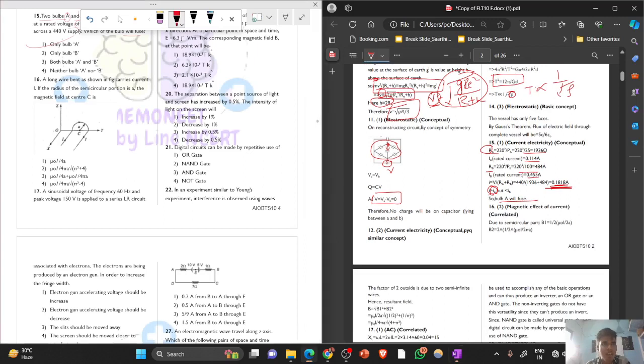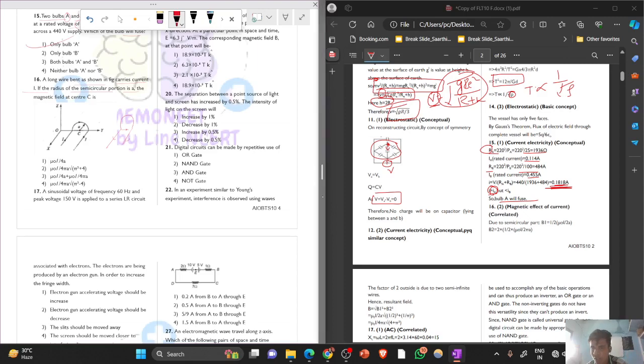A long wire bends into a figure and carries current; in the semicircular portion, find the magnetic field at the center. Okay, it is in this way. This is an infinite wire at one end, you know the magnetic field. This is also an infinite wire at one end, and in the semicircle, you know the center. You just need to add all the three magnetic fields and nothing else.